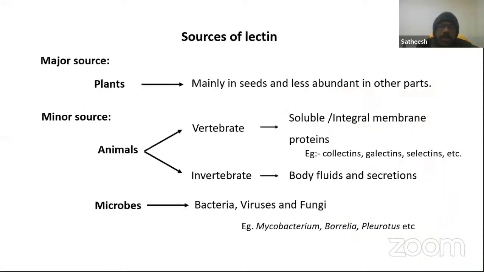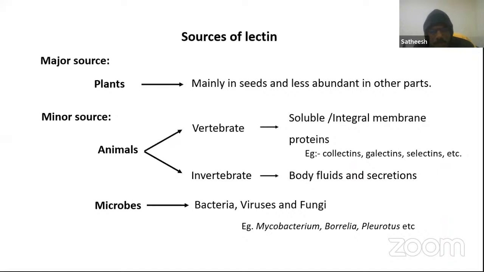If you look into the sources of lectin, lectin is ubiquitously present in plants, animals, and microbes. The major source are plants. They are present mainly in seeds and less abundant in other parts. It doesn't mean that we do not have lectins in other parts of the plant, because the work which I will be presenting is about the isolation and characterization of a lectin from the leaf. So normally the lectins are present in the seeds, but in other parts of the plant also you will find the presence of lectins.